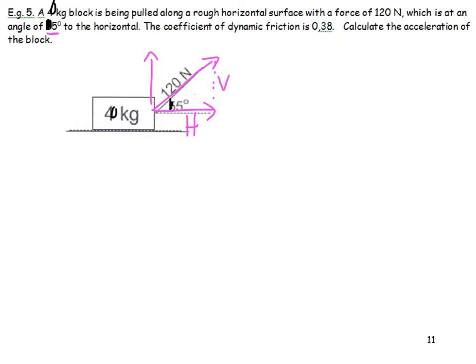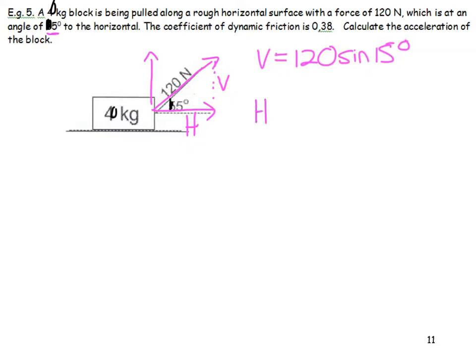The vertical component is the opposite side of a right angle triangle. The horizontal is the adjacent side. So I'm going to say vertical is equal to, it's the opposite side, so it's 120 sine of 15 degrees. Why? Because sine 15 is equal to opposite over hypotenuse, V over 120.